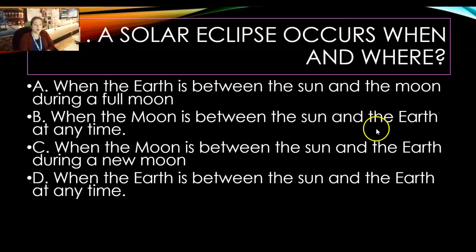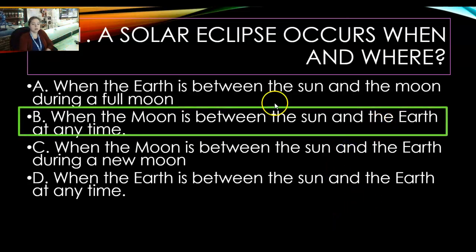All right. Hopefully you answered B. So a solar eclipse, it's during the day. So it's when the moon is between the sun and the earth. And it can happen at any time.